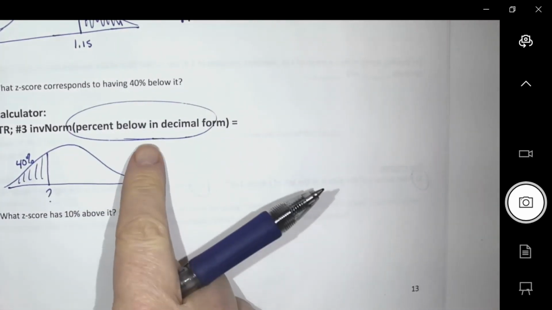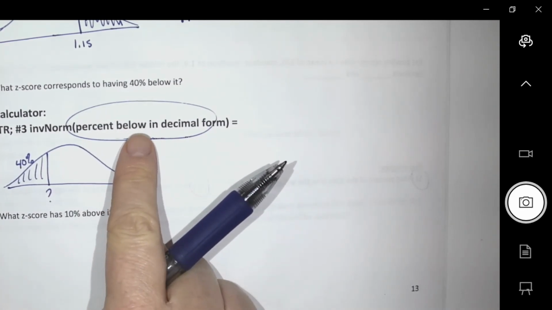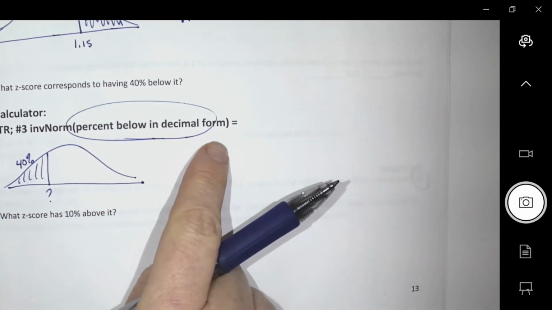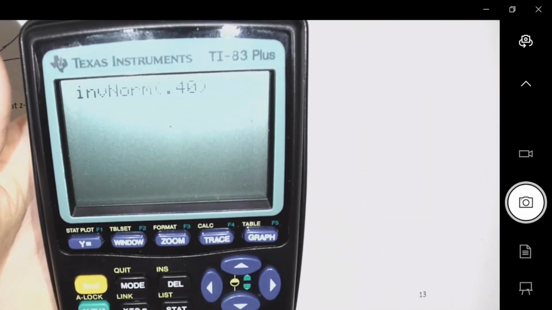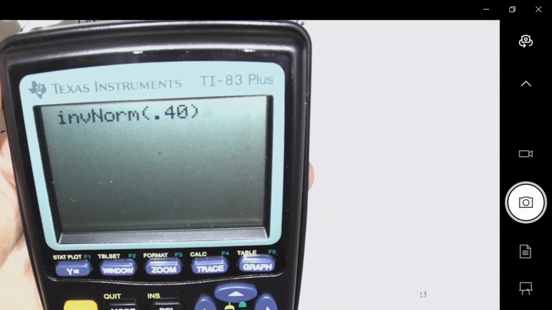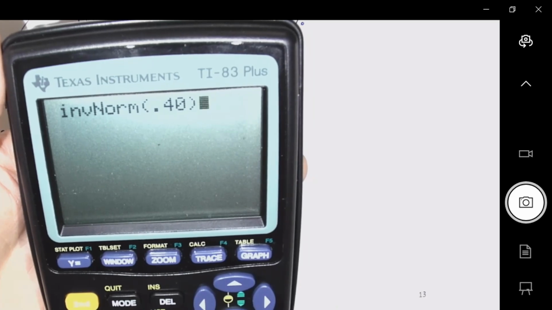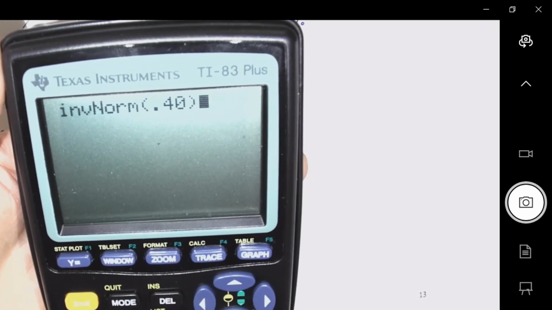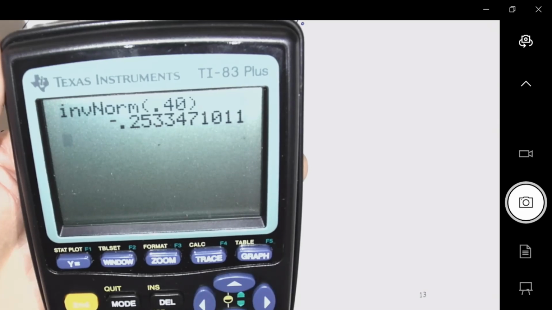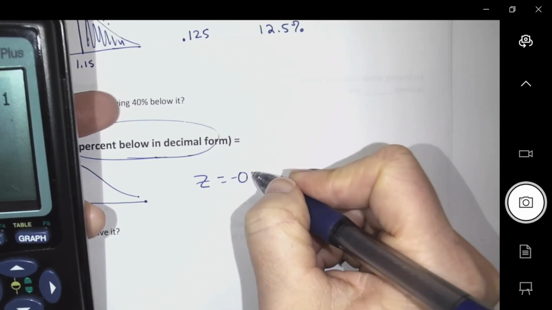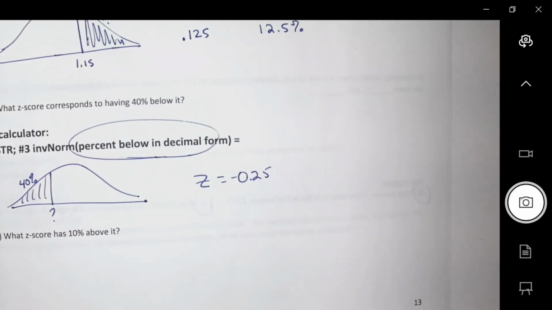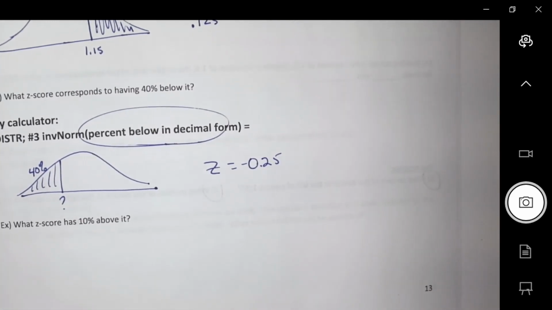And here's what you have to put in: the percent below in decimal form. So I'm going to type 0.4 because I have to move 40% to a decimal. And that is the z-score. And that's it. Does that z-score make sense on your curve?